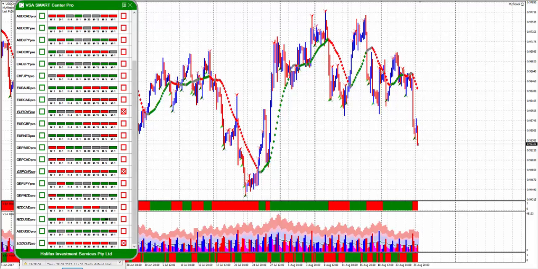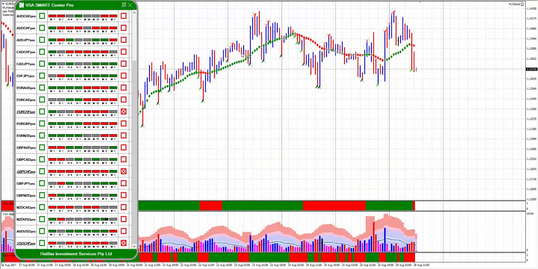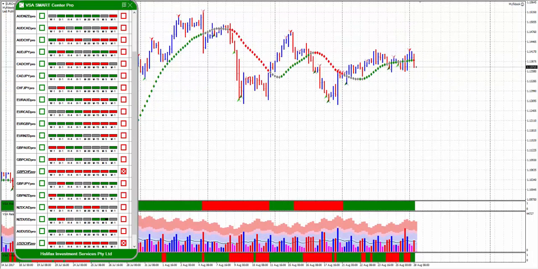The other one was the Euro Swiss. We can see it certainly formed a double top here. It's in this sideways movement at this point of time. Okay, so that's on the 1 hour. If I go up to the 4-hour chart, we can clearly see it's in that consolidation region.